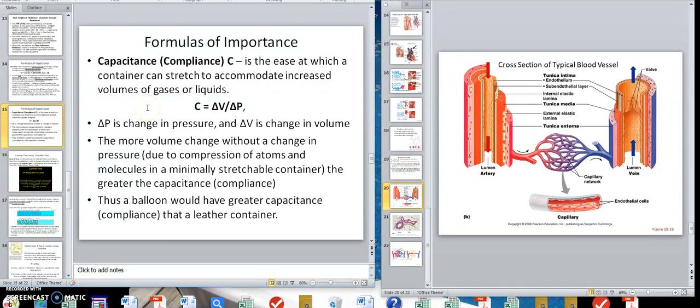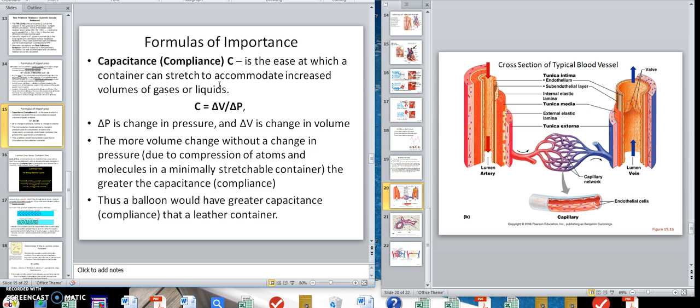Okay, what is capacitance? This same formula is for compliance. Compliance is stretchability. Well, let's think what I mean when I say compliance, then we'll get to capacitance. So you're sitting there with a leather pouch and a balloon, and you're going to blow both up. When you get ready to blow into the leather pouch, since the walls are so stiff, it takes a lot of pressure to blow that leather pouch up. Probably won't be able to blow it up.